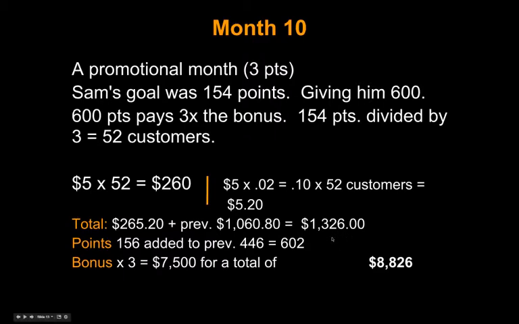And now with the points, 156 points brings him up to the 602. Now he hit the bonus. So you get 3 times the bonus payout. Using the same example, if it was 2,500 times 3, that's where the 7,500 comes from. And this is what his payout would be in month 10.